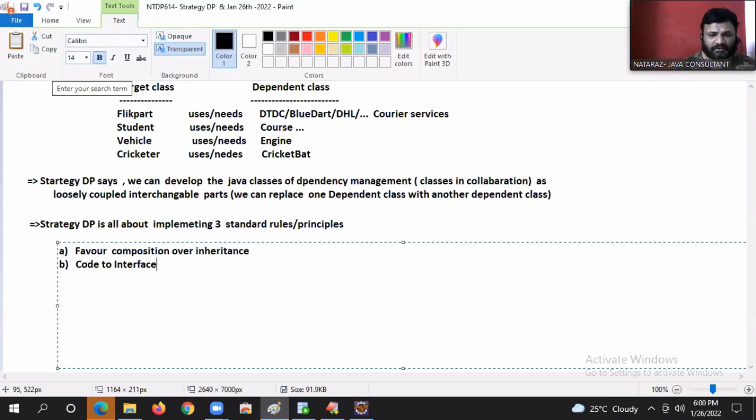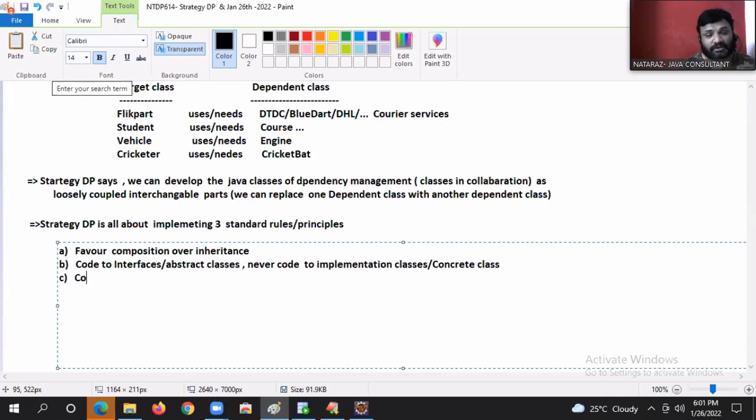Next, code to interfaces, never code to implementation classes. Are you understanding my statement? Always prefer coding to interfaces, never code to implementation classes or concrete classes. Yes, code to interfaces or abstract classes.